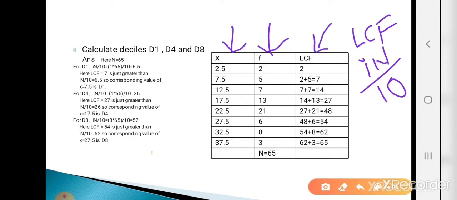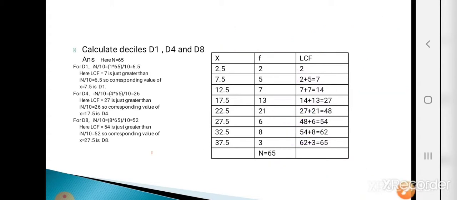Now see, first calculate LCF, that is the less than cumulative frequency. So how to calculate the less than cumulative frequency? Write down the first frequency value as it is. So 2 as it is. Then 2 plus 5, that is 7. Then 7 plus 7, that is 14. Then 14 plus 13, that is 27. Then 27 plus 21, that is 48. 48 plus 6, that is 54. Then 54 plus 8, that is 62. And last, 62 plus 3, that is 65. And here the capital N value is 65, that is the total frequency.